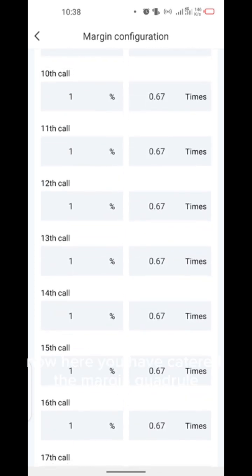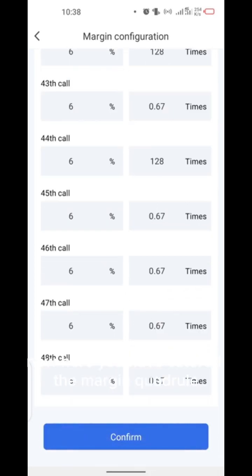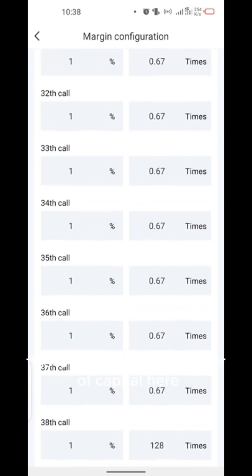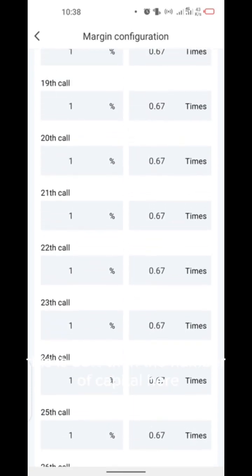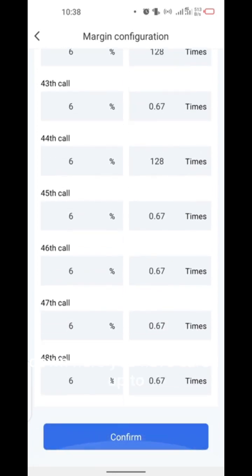Okay. Now, here you have catered the margin call drop. This is 83%. Then the number of capital here, you have been able to care for good capital. You have cared for your capital. You have used your $500 very well. So you have $500 to help you trade BTC. Then the same settings can work. $500 to trade Ethereum, $500 to trade BNB.